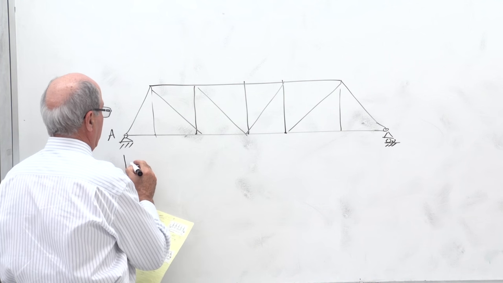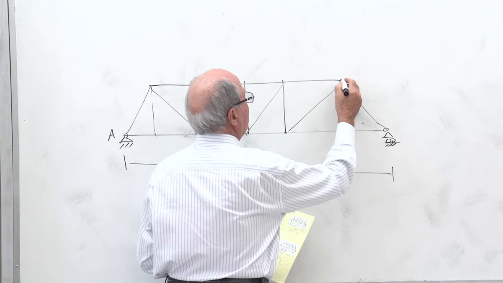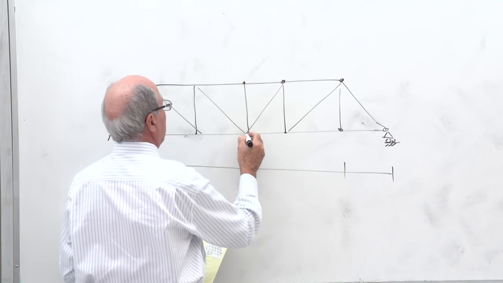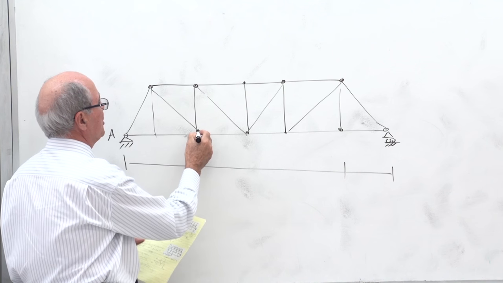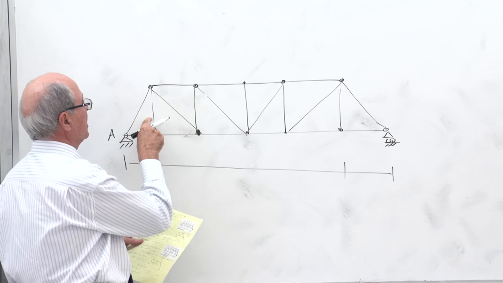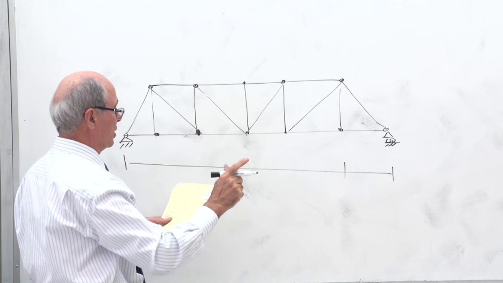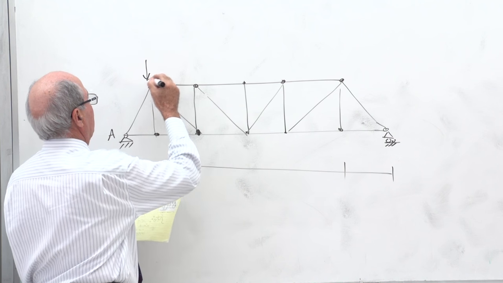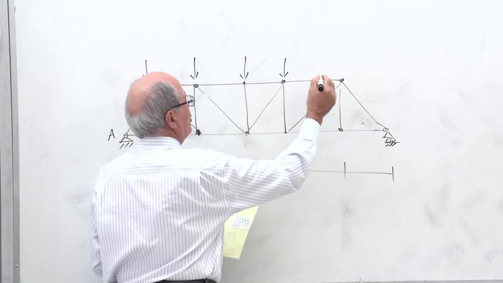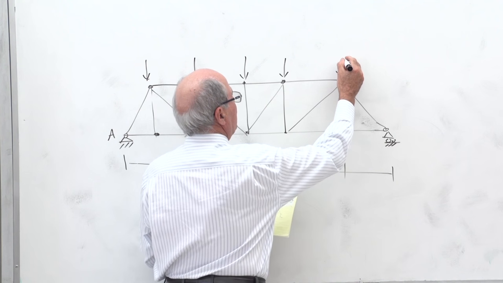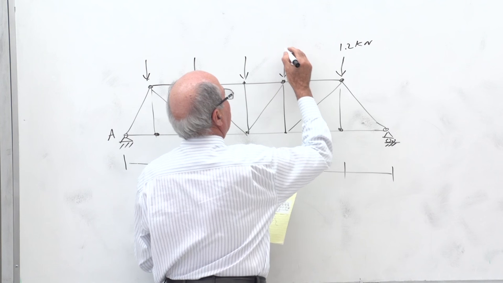All right, the distances are as follows. These are all again assumed to be pin connections. You see there are some zero force members. You can see it here. This one is a zero force member. If there is no force there, let's see whether we have any force there or not. So here we put a force there, at the joint, as usual, not on the member. So 1.2 kilonewton each.